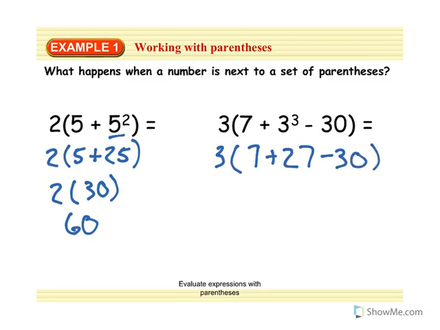Bring everything else down. I'll do this one a little more step by step. So I've got addition and subtraction, which I'll work from left to right. 7 plus 27 is 34. 34 minus 30 is 4. And finally, we do our multiplication, where 3 times 4 is 12.